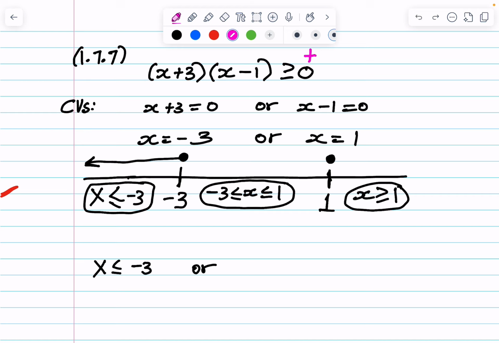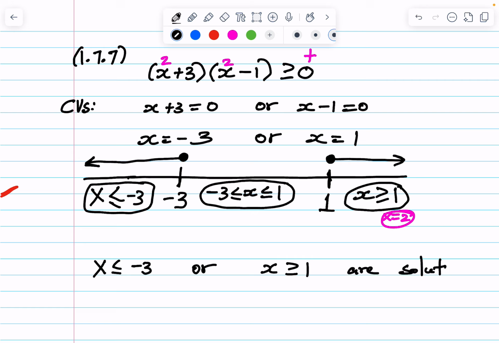Now let's go to region 3. Region 3, I'm going to pick the closest number, which I can take 2. The closest number that is bigger than 1 is x = 2, right? So let's put 2 here and 2 there and see what we get. The first bracket is positive. The second bracket is also positive. So positive and positive will give us positive. And indeed, region 3 is also part of the solution. So we're going to show that region 3 goes there. And then x ≥ 1.